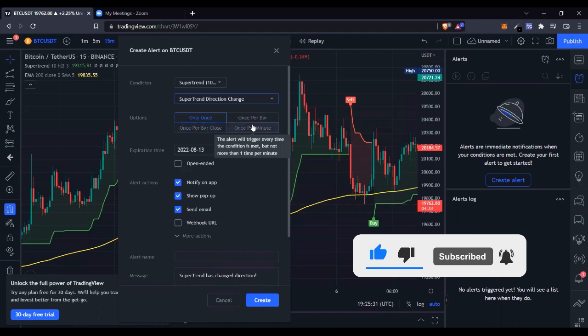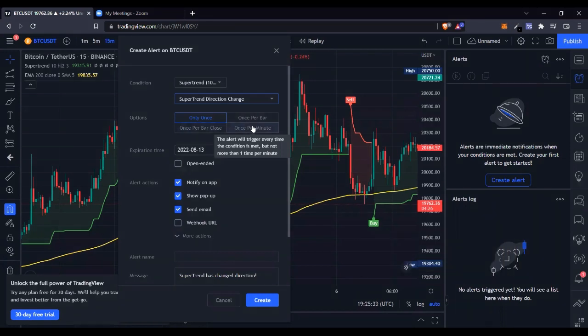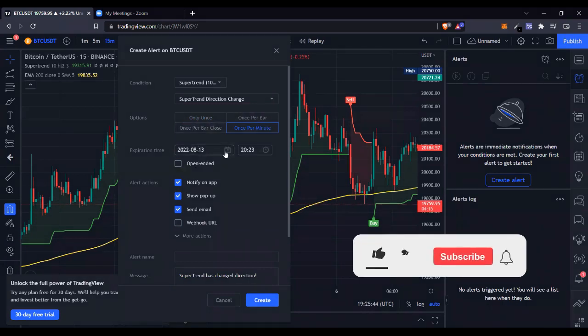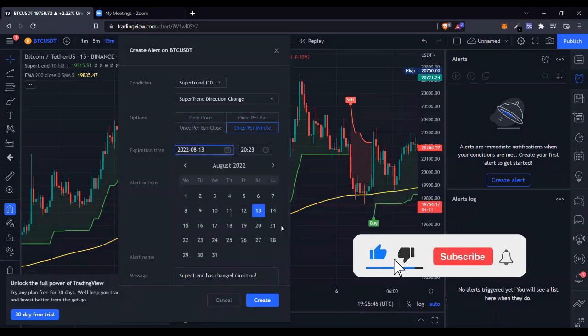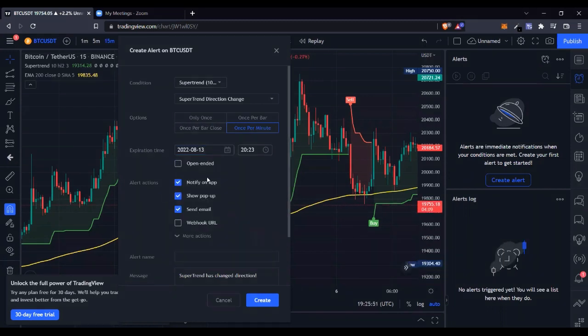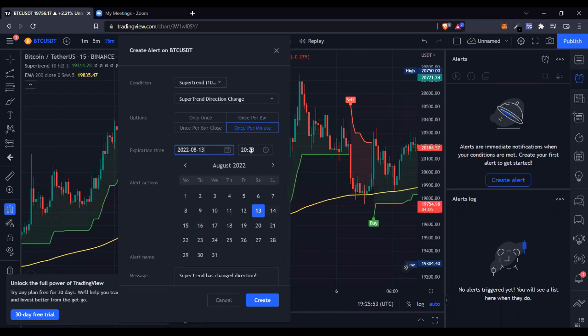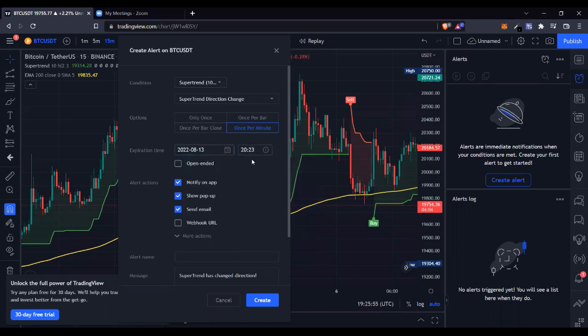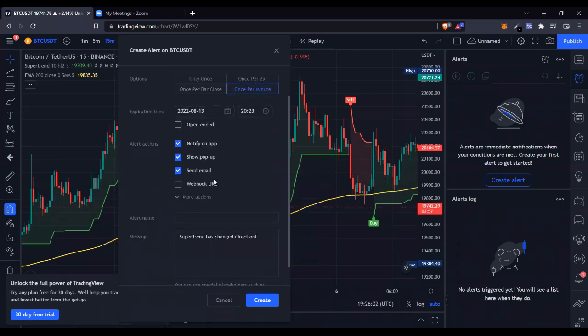And then you have this other one, which will trigger every time the condition is met, but not more than one time per minute. So I either use this option or this option. Any of these you want, you go ahead and use it. And if you want it to expire on a certain day, let's say I just want to trade for today alone, I can just say it will expire by the end of today. You put in the time here, select the date, put in the time there, and then go on with the other settings.